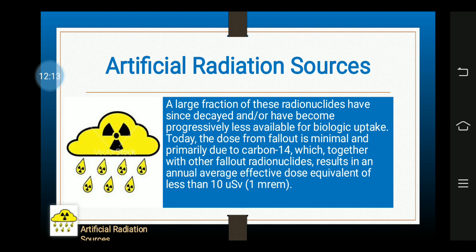So a large fraction of these radionuclides have since decayed or have become progressively less available for biologic uptake. So today, the dose from fallout is minimal and primarily due to, again, the main component of fallout, which is carbon-14, which together with other fallout radionuclides, as mentioned earlier, results in an annual average effective dose equivalent of less than 10 microsievert or that is less than 1 millirem.